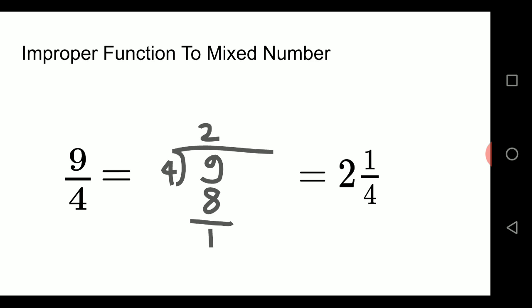In a mixed fraction, these are the 3 components that are necessary to represent an improper fraction. Basically, I have divided 9 by 4, and I got 2 as a quotient and 1 as a remainder. So I've written 2 and 1 by 4 as my mixed number.